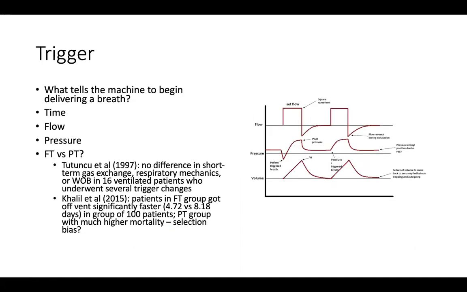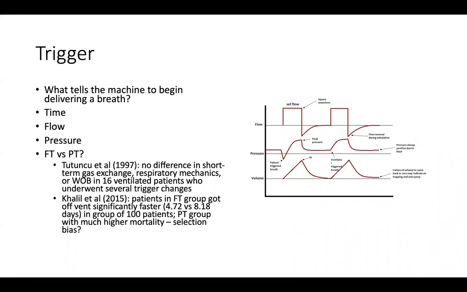As I said, a trigger is something that you set in both modes. And this is telling the machine what to pay attention to in order to deliver the breath. It's, I think, fairly intuitive that time is a trigger because we set a respiratory rate. But then there are also some things that are triggered by the patients that can have the vent start to give a breath. And I think those are important to understand. For example, some machines can have what's called a flow trigger.